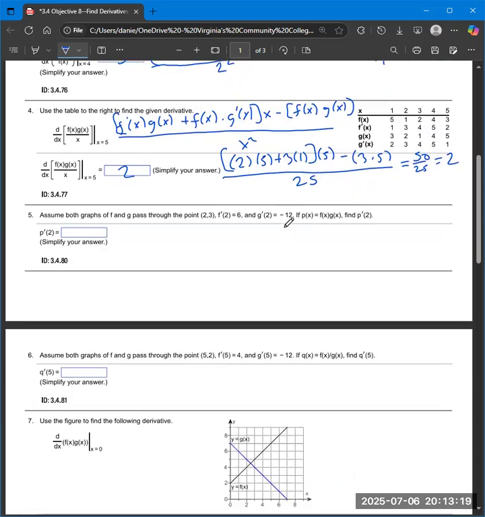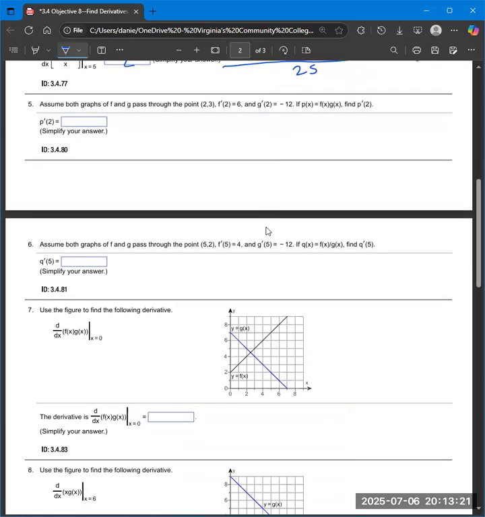Assume both graphs f and g pass through the point 2, 3, so that's f of 2 equals 3, and g of 2 equals 3. F prime of 2 is 6, and g prime of 2 is negative 12. P of x is f times g. Find p prime of 2.